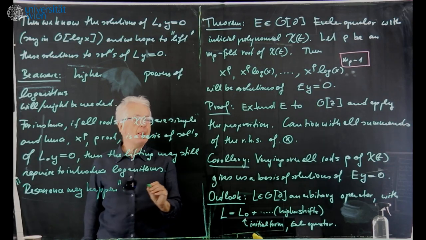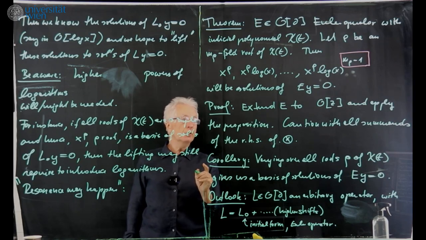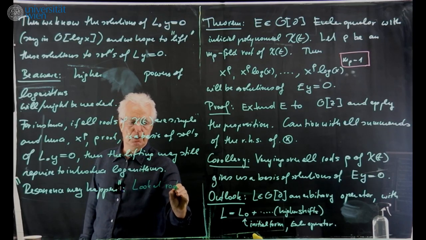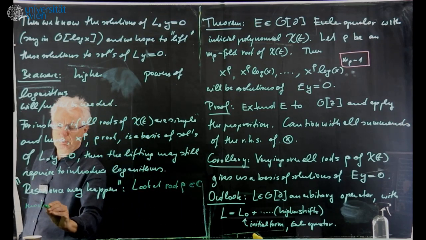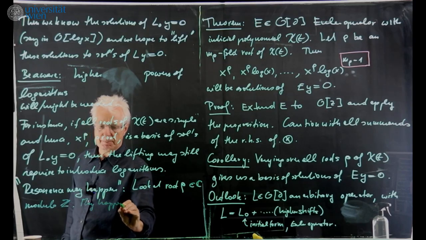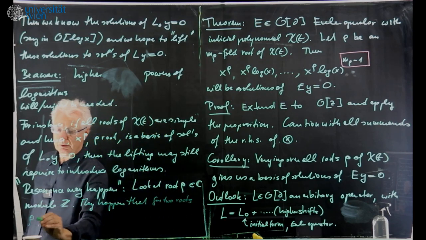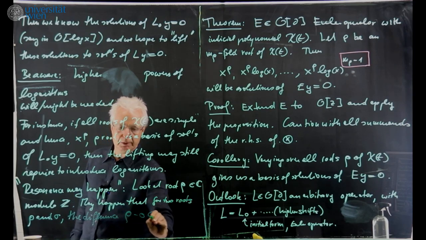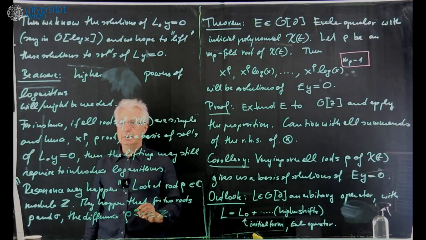So what do I mean by this? The introduction of logarithms depends on the roots of the initial polynomial taken modulo Z. Look at roots rho, so these are in our field of complex numbers, modulo Z. So it may happen that for two roots, rho and sigma, the difference rho minus sigma is an integer. If this is the case, that's what we call resonance, then logarithms will appear.